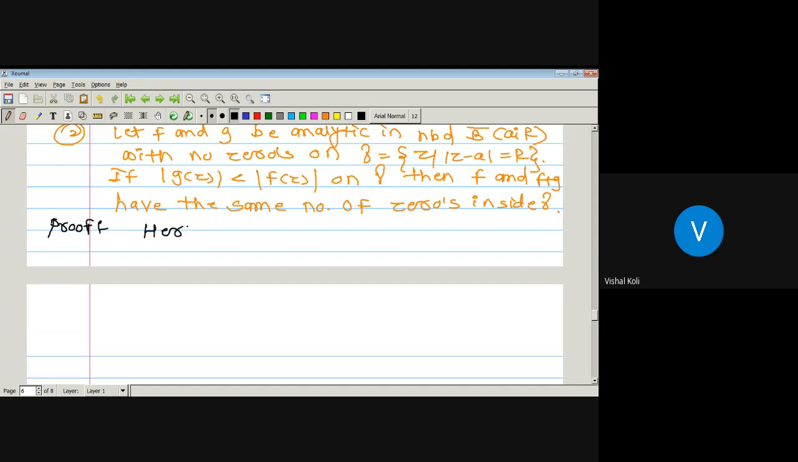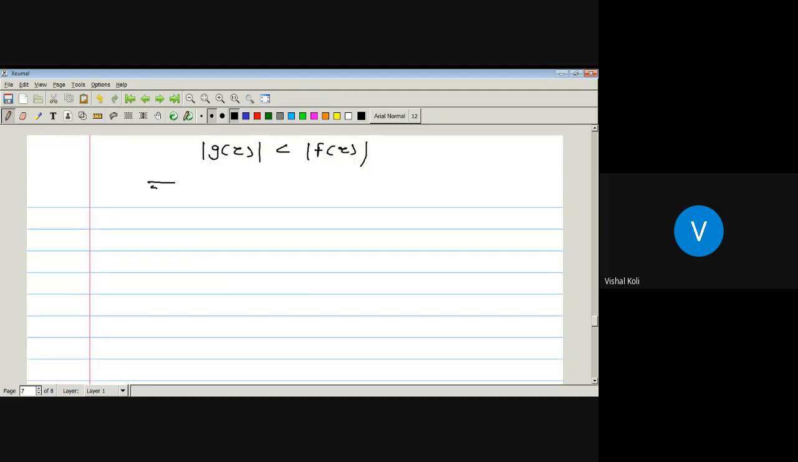Here also we have given modulus of g of z is less than modulus of f of z. Now we will write this one as modulus of f of z plus g of z minus f of z, which is strictly less than modulus of f of z. Since here mod f plus f minus f get cancelled.